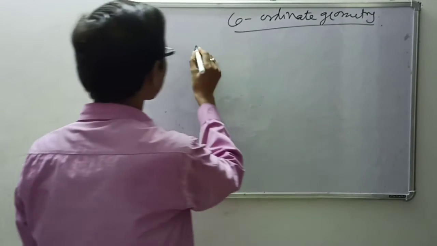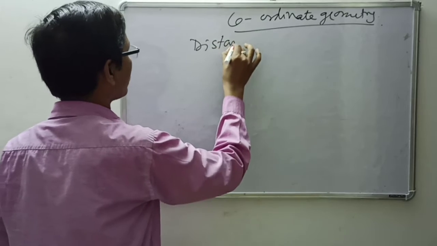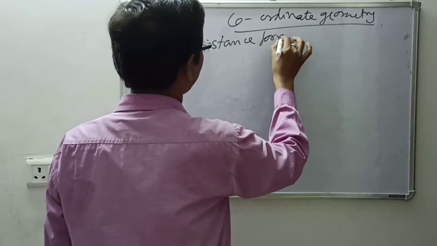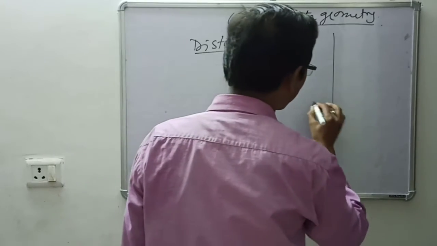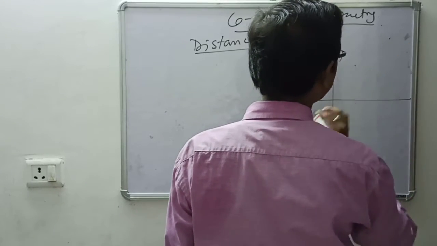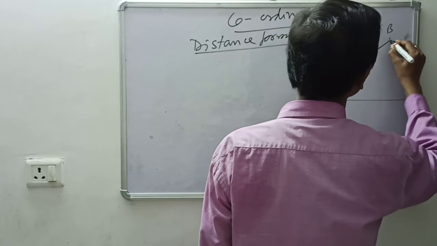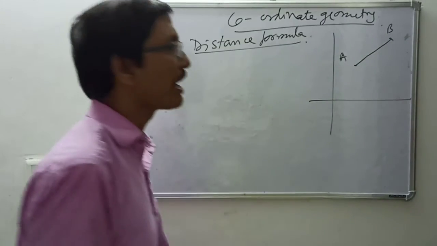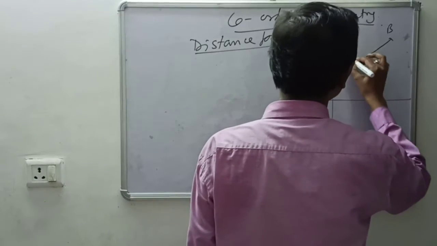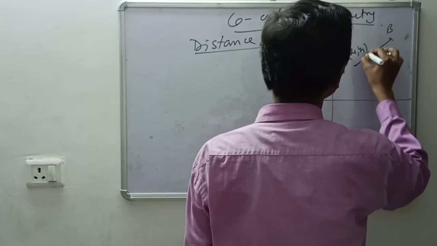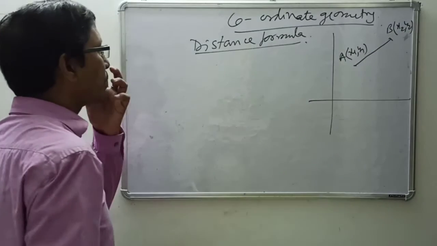In this coordinate geometry, the first chapter is the distance formula. What is the distance formula? Suppose in this coordinate plane you have two points A and B. The distance AB can be found out by using their coordinates. Suppose A's coordinate is x1, y1, and B's coordinate is x2, y2. You have to know the distance formula.